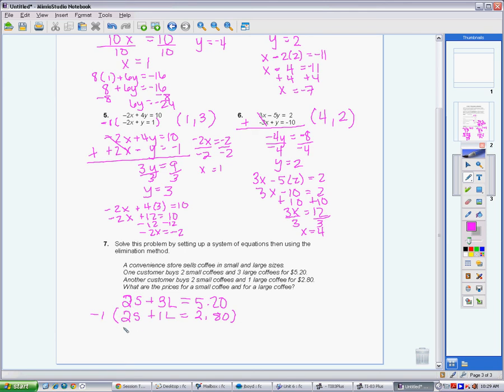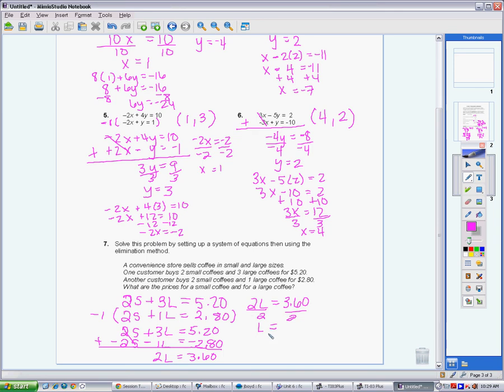I'm going to rewrite my first one. 2 smalls plus 3 larges equal $5.20. And then now I'm going to multiply my bottom equation by -1. So I'm going to get negative 2 smalls minus the 1 large, and I'm going to subtract the $2.80. Okay, so now I can add these together, and my smalls will eliminate, and I get 2 larges equal $3.60. I'm going to bring that up here. 2 larges equal $3.60, and I'm going to continue to solve by dividing by 2.